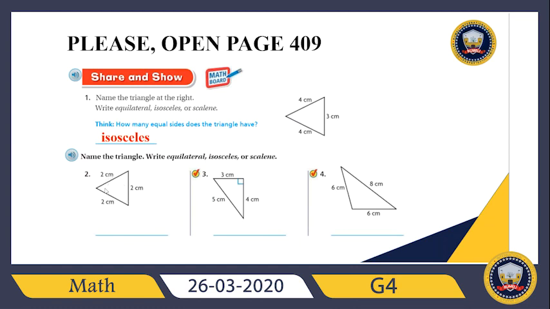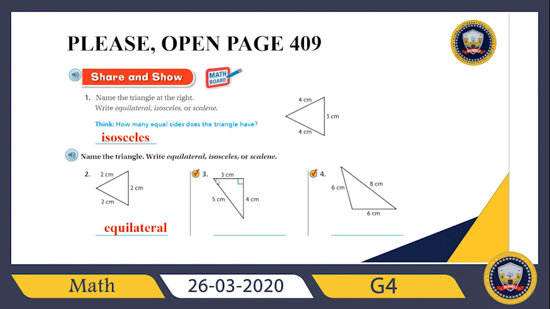When I check this picture, I can say each of the lengths are equal, 2 cm, 2 cm, and 2 cm. If it has 3 equal sides, in this situation, this triangle is an example of an equilateral triangle. What about question 3?